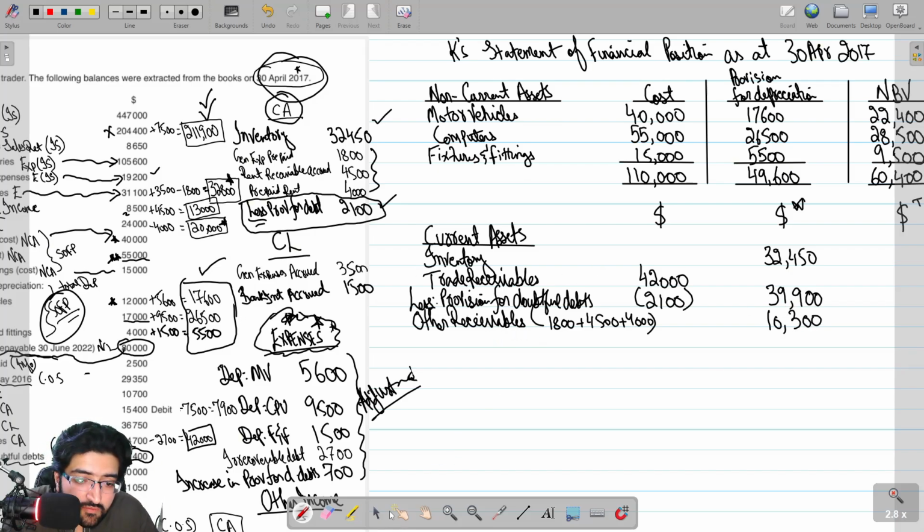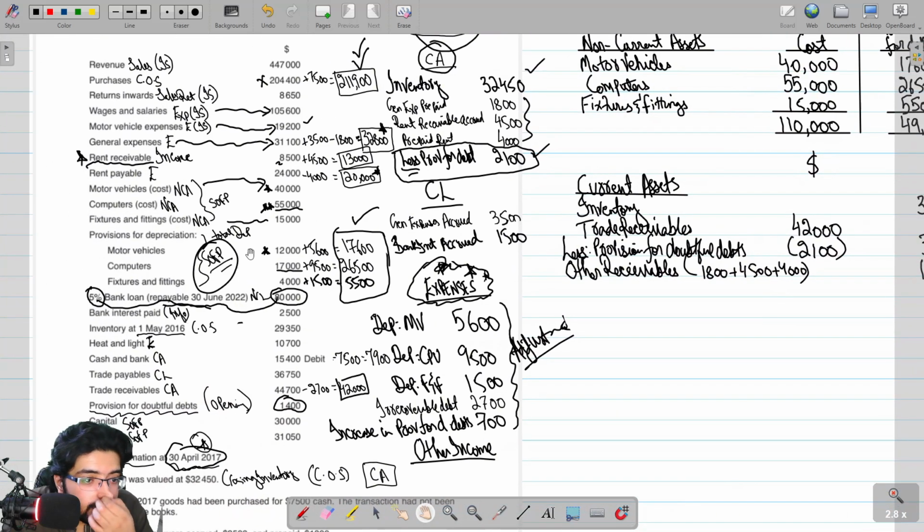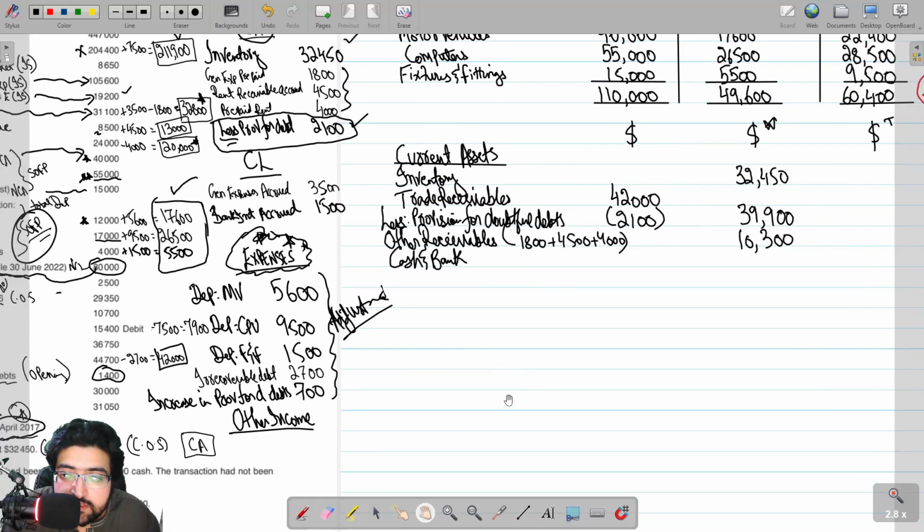Now, what else is left? Let's look at the question. Did we miss any? Current asset, we have marked all these. Okay, yeah. So cash and bank is left. And we will write down the new value, which is how much? 7900. But also show the working. I've told you, show the adjustment in brackets.